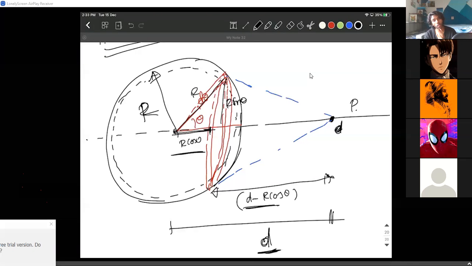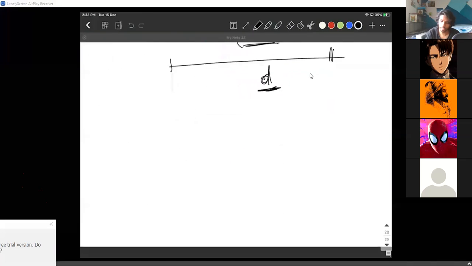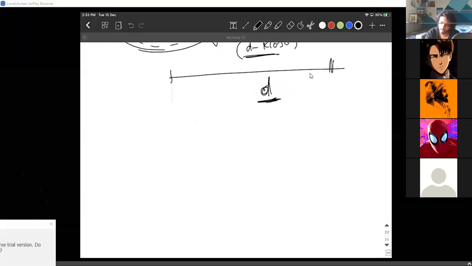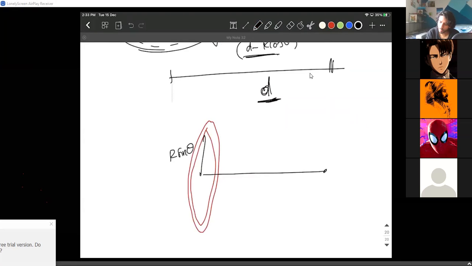So I'm going to take that ring aside separately. Now I have a ring whose radius is r sin theta, whose distance from the point is r cos theta minus d, and I want the field because of that ring. And the mass of the ring is not also simple. The mass of the ring is dm.